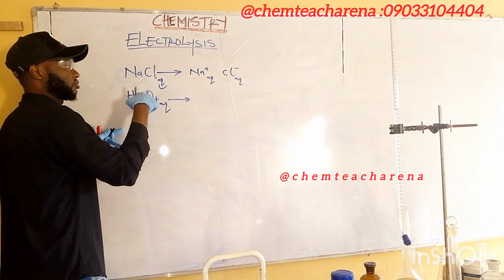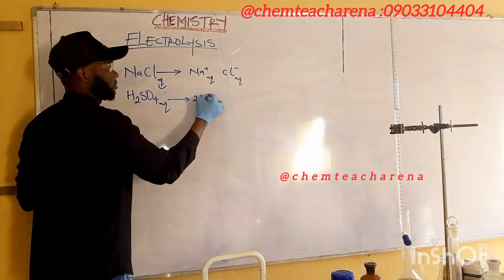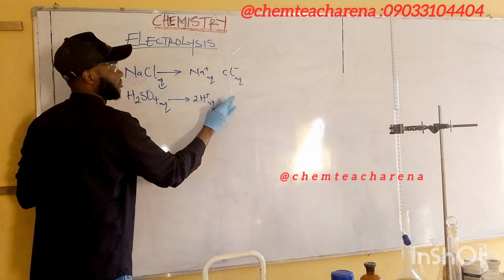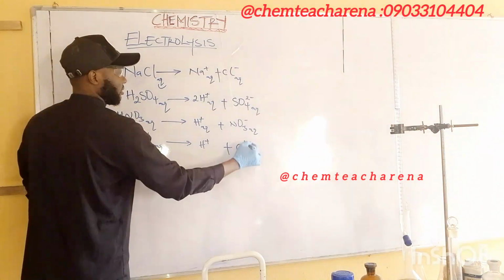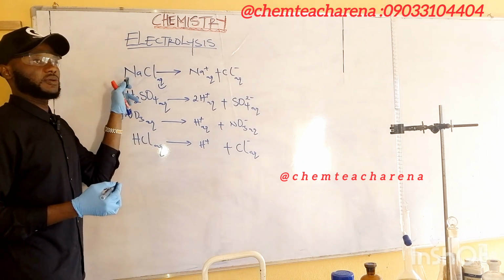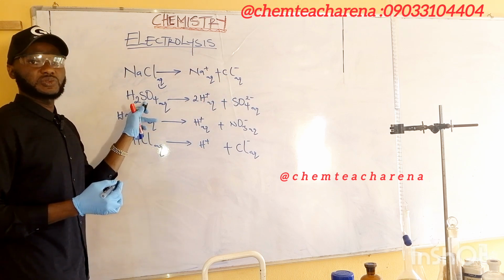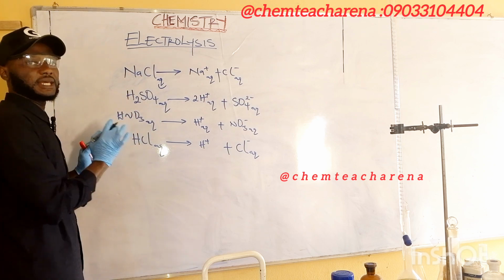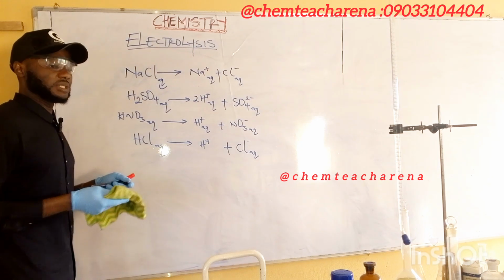Once electricity is passed through this, we have 2H+ aqueous plus SO4 2- aqueous. All these are ionization reactions. So once you ionize NaCl, it gives you Na+ and Cl-. Once you ionize H2SO4, it gives you 2H+ and SO4 2-, and these are ionization reactions. Now let me look at some terms used in electrolysis.